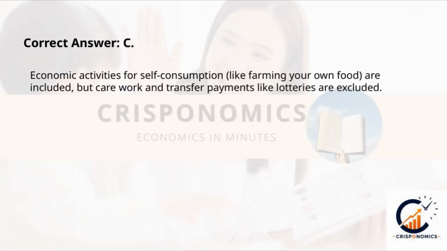When we talk about economic activities here, we're including things like farming your own food, activities done for self-consumption. But not everything counts. Care work, which is unpaid, and transfer payments, like lotteries, are left out. This distinction helps us focus on what really drives economic value in this context. So the correct answer to this question is C.